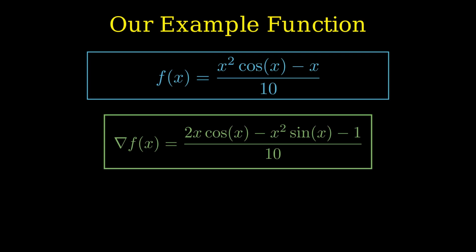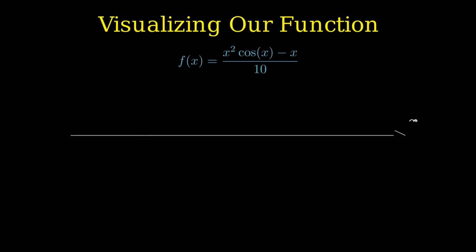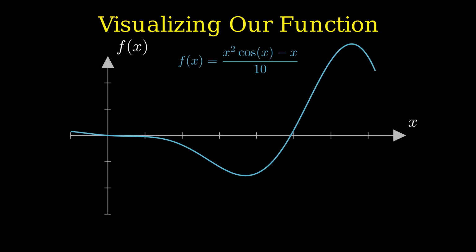This might look messy, but that's fine. The computer can evaluate this numerically at any x value we need. We don't need to simplify it further. This is the formula our algorithm will use. Let's now visualize the function we'll be working with. Our function is f of x equals x squared cos x minus x, divided by 10. It's a slightly wavy, nonlinear curve, simple enough to see what's happening, but rich enough to show all the key ideas of gradient descent. As we plot this function, notice how it dips and rises.